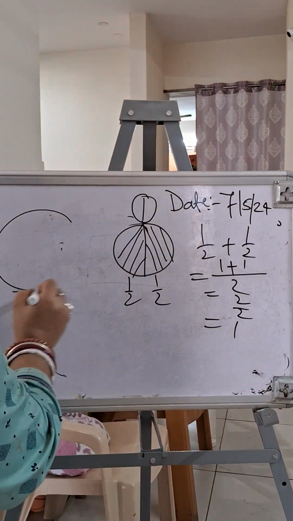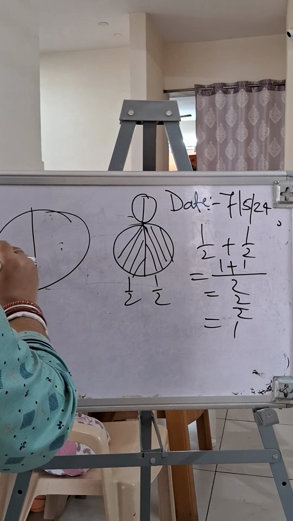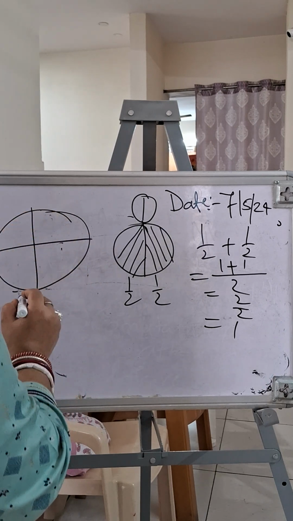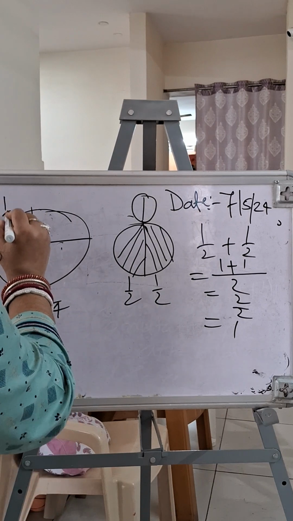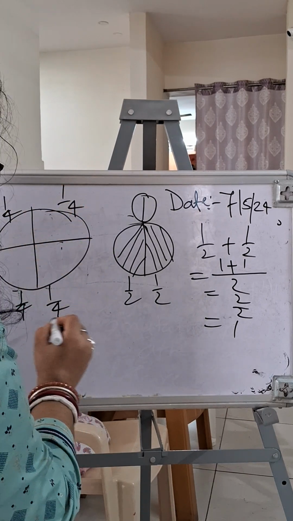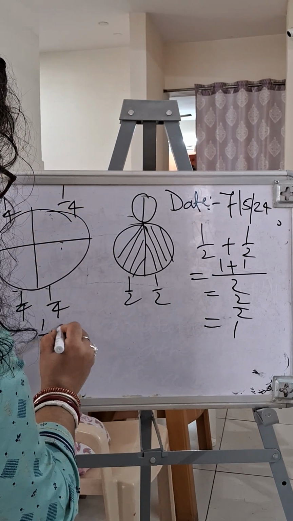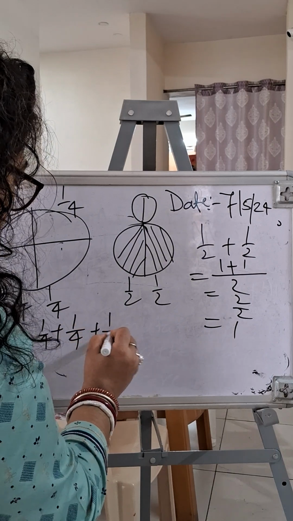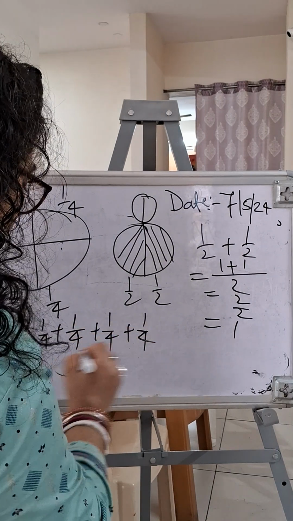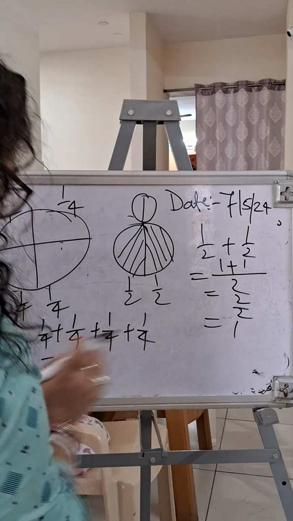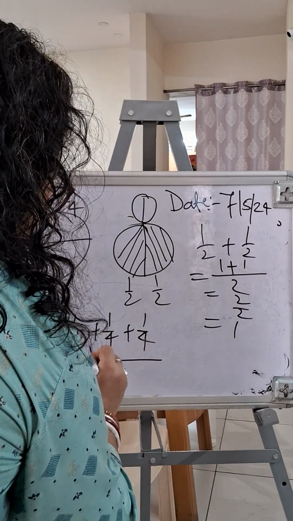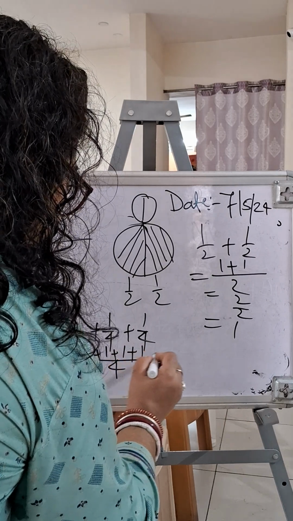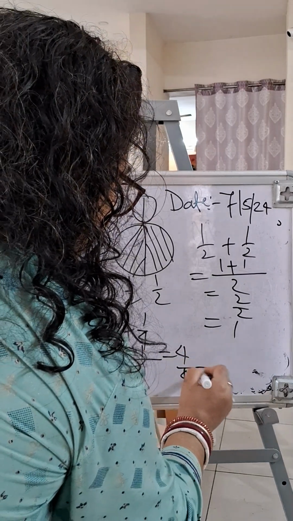If I divide this one into 4 parts, each portion is 1 by 4. How do I get the whole again? 1 by 4, 1 by 4, 1 by 4, and another 1 by 4. Here 4 is common, and 1 plus 1 plus 1 plus 1 is 4, so 4 by 4 is 1.